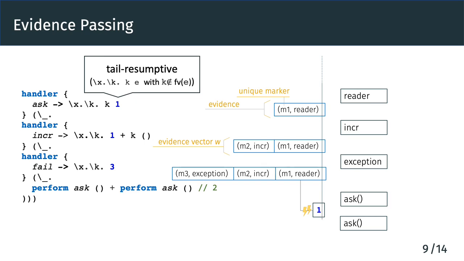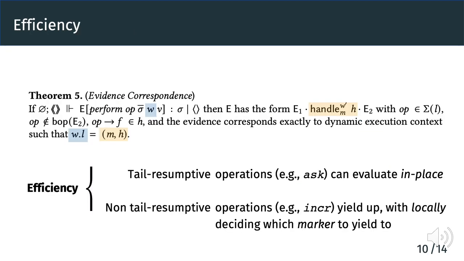We can then hit the second ask and get another 1. Compared to the previous evaluation, this time the evaluation is a straight line, which means that it does not change the control flow at all. This is thus much more efficient than the previous one. To make such evaluation strategies possible, we have proved the following theorem.